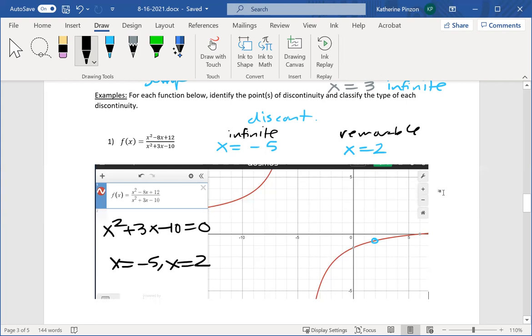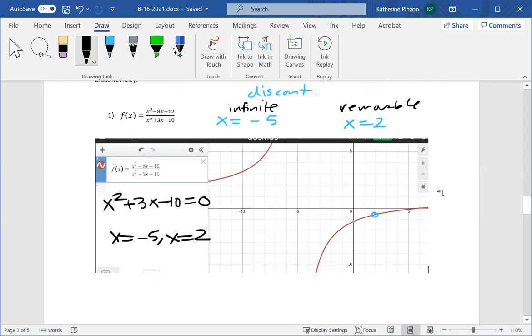And then people know there's this funny place. So then you'll know that those are the places you should look for in the graph. There has to be a discontinuity there because the function can't be defined at those places. So it either has to be a hole or an asymptote.